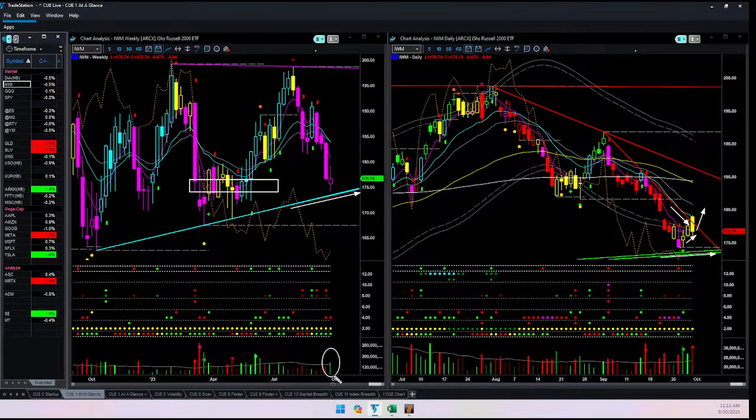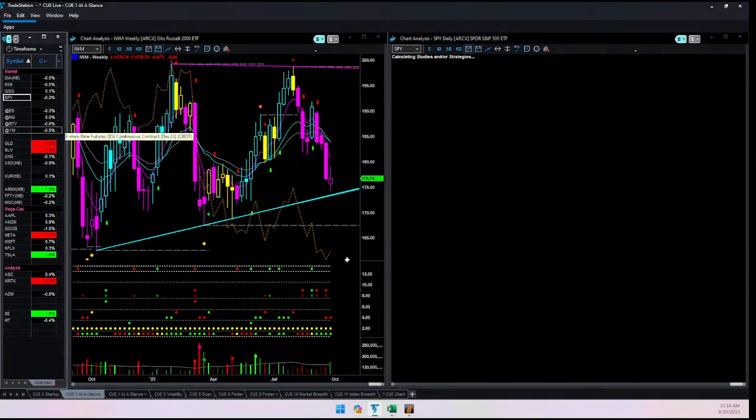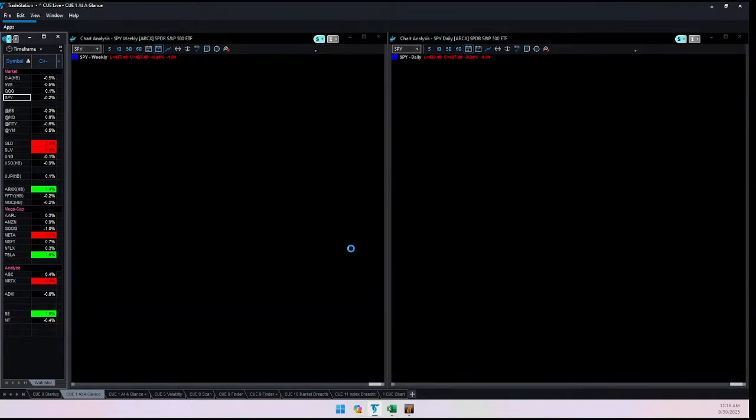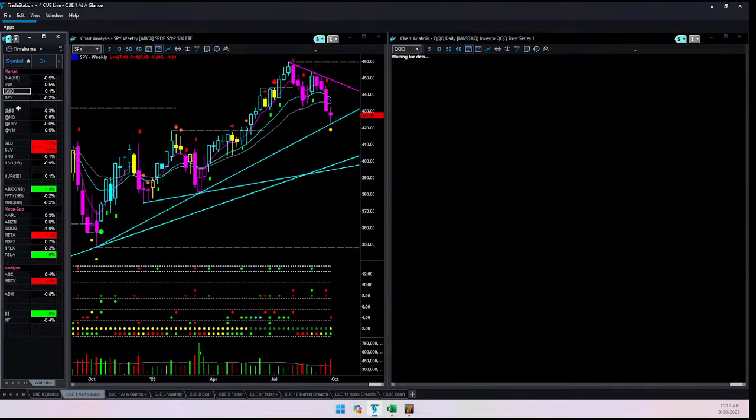IWM closed higher for the week. We can see that from the activity bar in the weekly chart. And if I go back to SPY, SPY bounced up from the trend line support. However, it closed down for the week. What about QQQ?